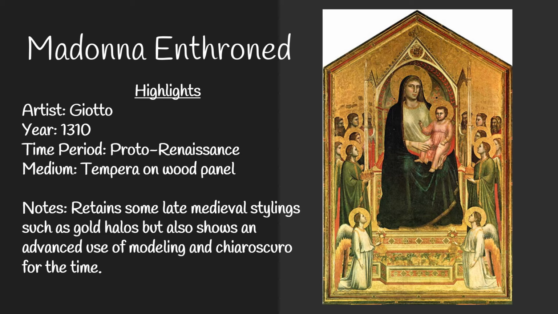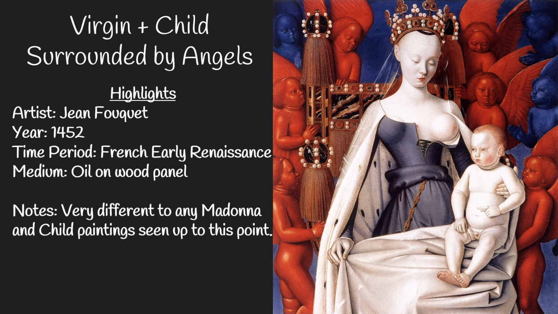Second one I'm comparing is Virgin and Child Surrounded by Angels. This is by Jean Fouquet. This is an early Renaissance piece from France. It's an oil on wood panel. This is very different to any Madonna and Child painting that we've seen up to this point. This is the right panel of the Melun diptych. It uses a combination of Italian and Northern early Renaissance styles.